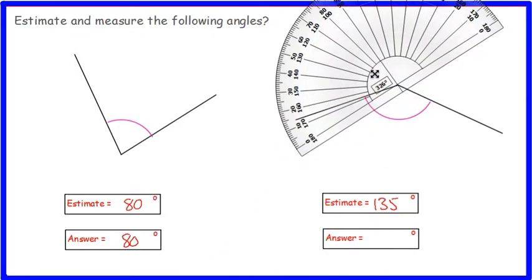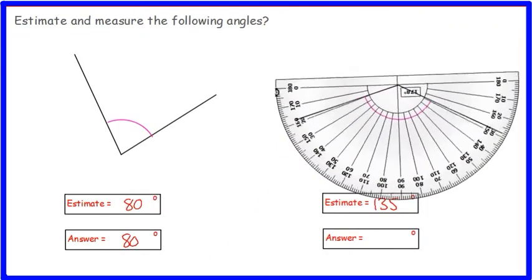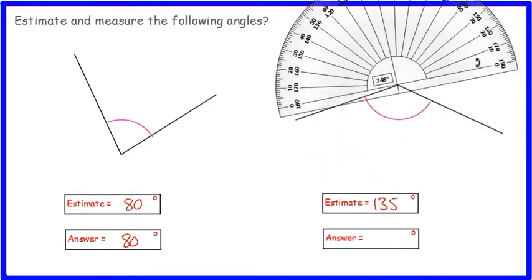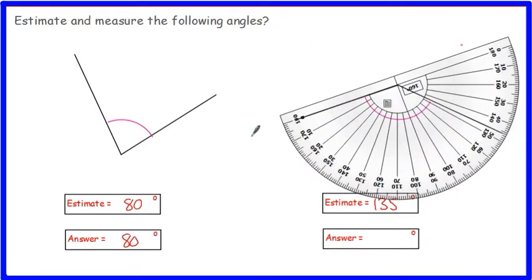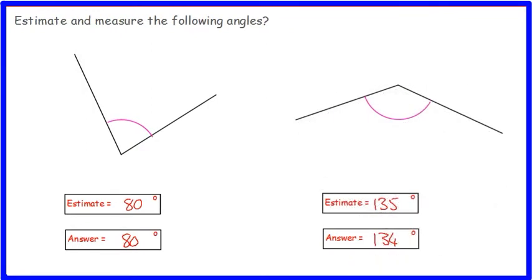Okay, move this over, place that, join that up, and I'm going to go this way. Okay, start counting again. I count from 0. Sometimes 0, if I was on this side, would be on the outside, but from this side at 0, count all the way around. So there's 90, 100, 110, 120, 130, 1, 2, 3, 134. 134 degrees. And there's an answer. So there's measuring angles.